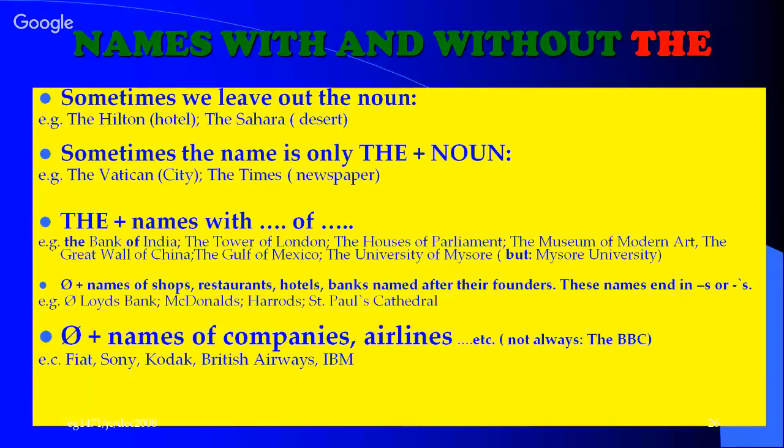Zero article plus names of shops, restaurants, hotels, banks named after their founders. For example, Lloyds Bank, McDonald's, Harrods, St. Paul's Cathedral. So here we don't use the article. So saying the Lloyds Bank, that is not correct. You simply say Lloyds Bank.